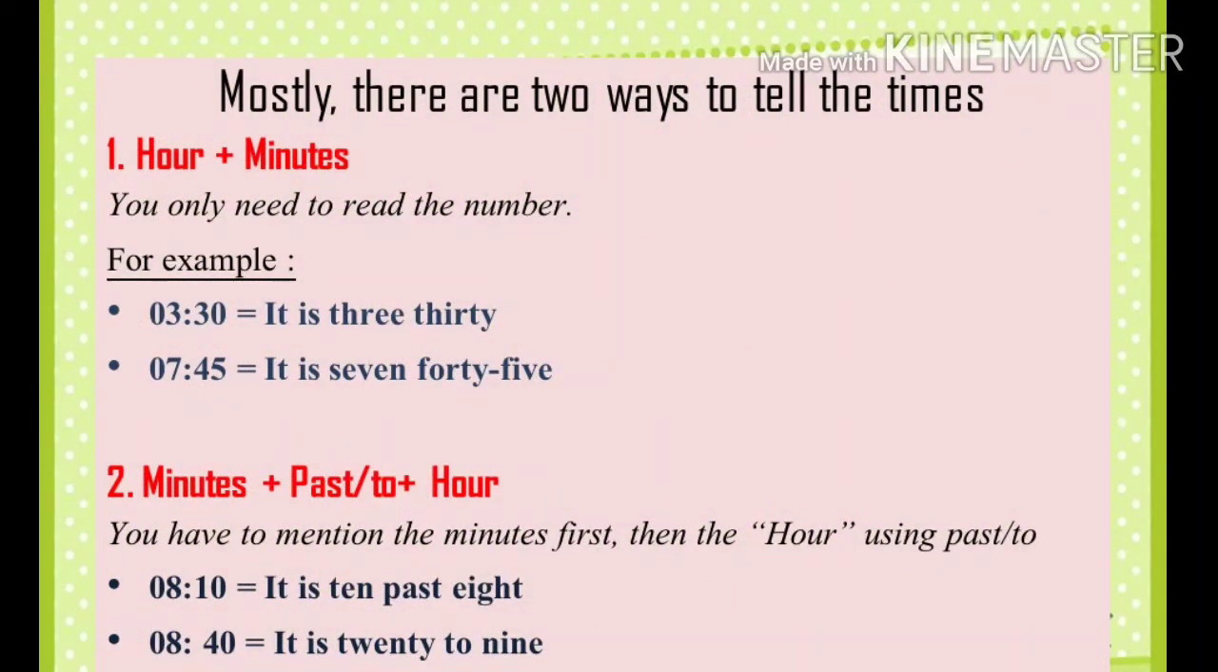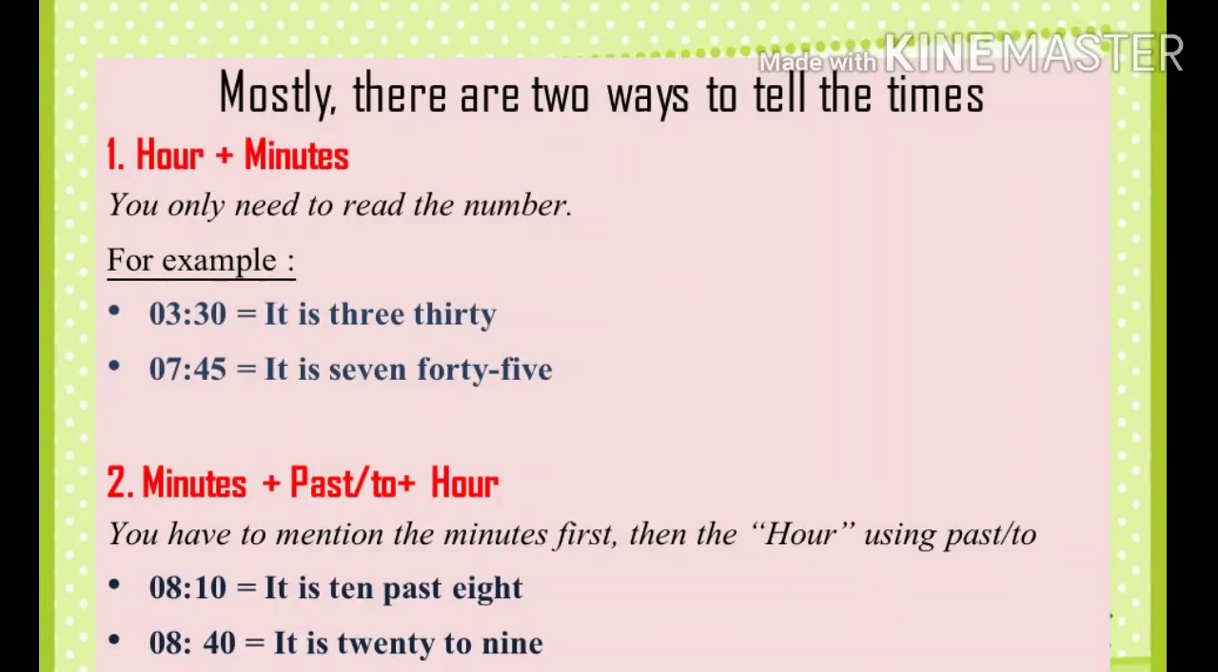Mostly, there are two ways to tell the times, ya. Jadi ada dua cara dalam membaca jam. The first, hour plus minutes. In here, you just need to read the number. For example, jam 3 lewat 30 menit. It is 3:30. Jam 7 lewat 45 menit. It is 7:45.